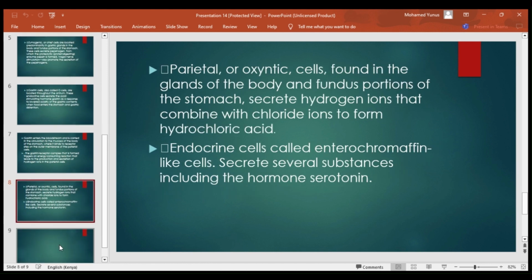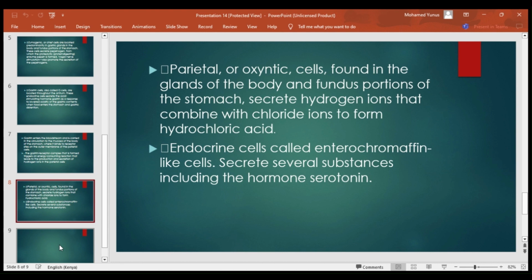We also find that we have the parietal or oxyntic cells. These are found in the glands of the body and the fundus, those two portions of the stomach. And in my previous video, I talked about these portions of the stomach. If you haven't watched it, make sure you go and look at it so that you understand better what I'm talking about. So the parietal or oxyntic cells are found in the glands of the body and the fundus portion of the stomach.